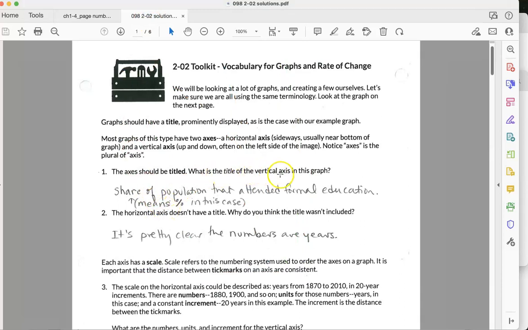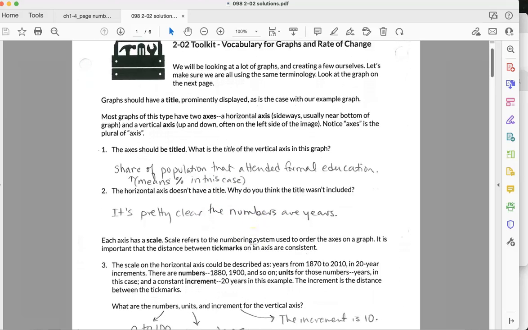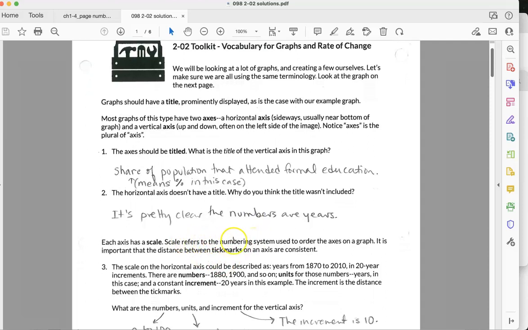The title of the vertical axis. Okay, so that's what we had. And share means percentage. The horizontal axis doesn't have a title, but it's pretty clear that the numbers are years. Each axis has a scale. Scale refers to the numbering system used to order the axes. And we want those to be spaced equally and labeled consistently.